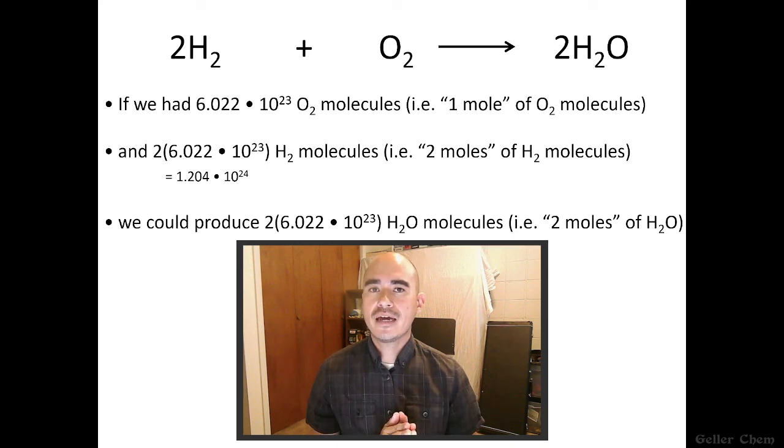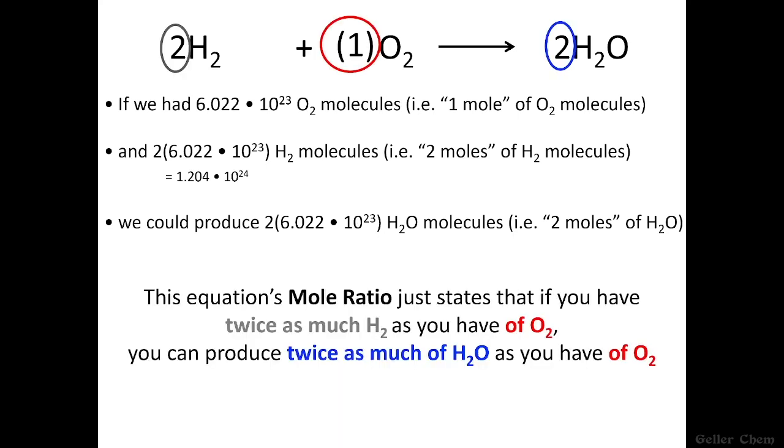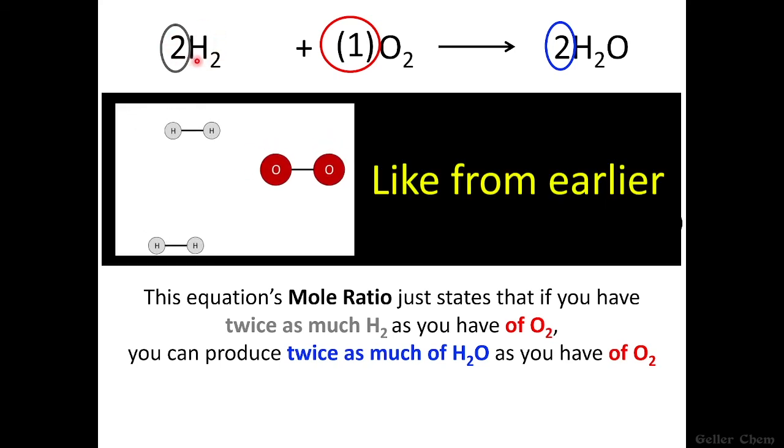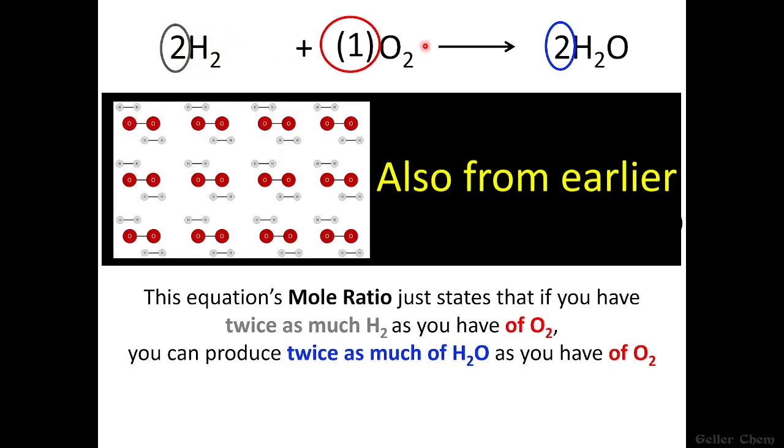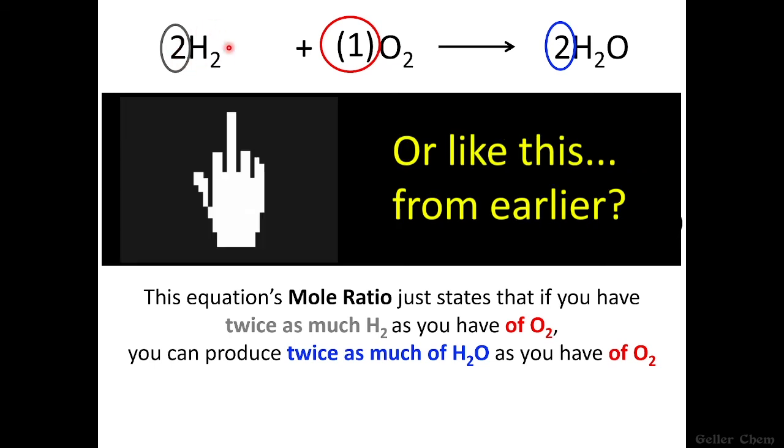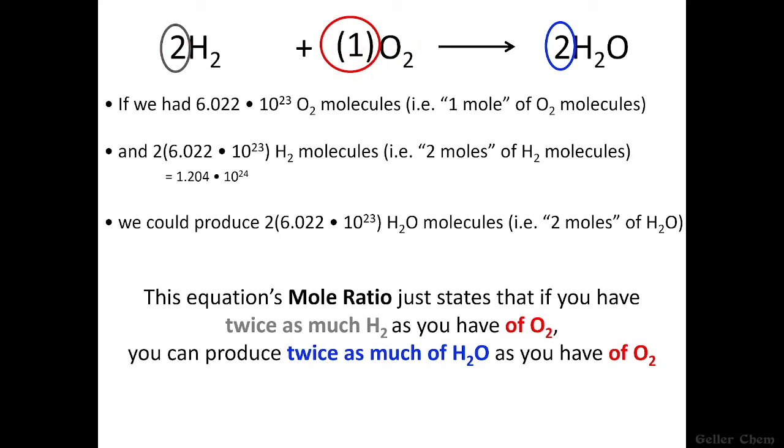No. At the end of the day, the mole ratio ultimately just states that if you have twice as much H2 as you have of O2, notice I'm including that one coefficient to be very specific, you can produce twice as much of H2O as you have of O2, regardless of if that means that you have two individual molecules of H2 and one individual molecule of O2, 2 dozen molecules of H2 and 1 dozen molecules of O2, 2 whole moles of H2 and 1 mole of O2, or 20 moles of H2 and 10 moles of O2, in which case you would get 20 moles of H2O as a result.